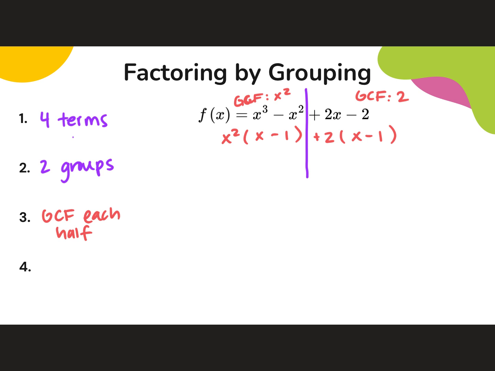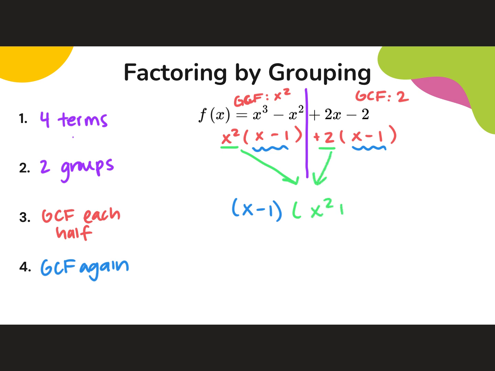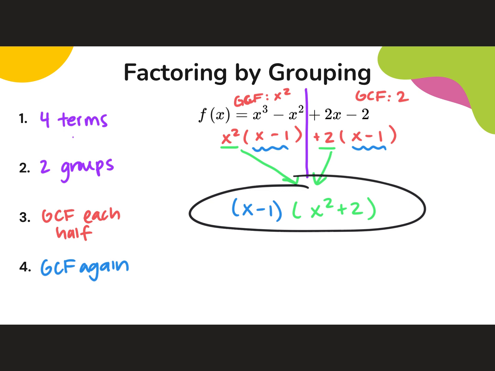My next step is to now GCF again, a third time. I'm going to GCF each group now together, looking at it as a whole. I notice that each half shares a factor of x minus 1. I'm going to pull that factor out in front, and what's going to be left from each part were the original greatest common factors. Those are going to combine to create the second factor, x squared plus 2. In factored form, my polynomial is x minus 1 times x squared plus 2.